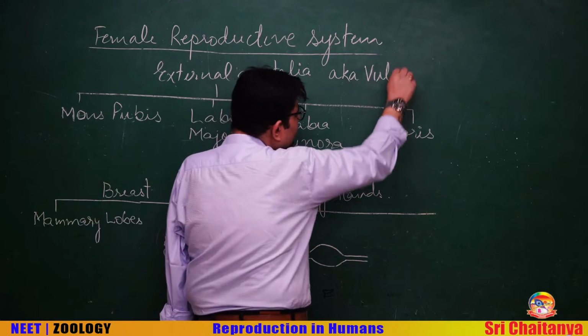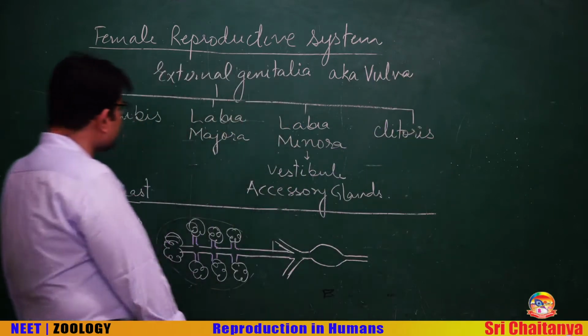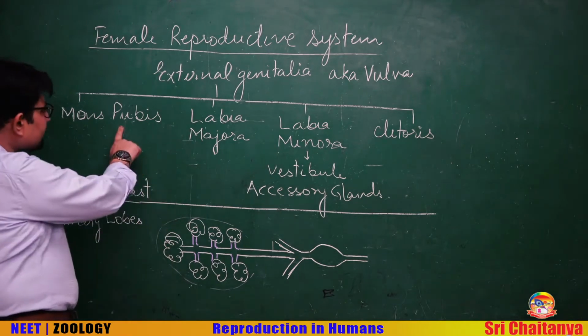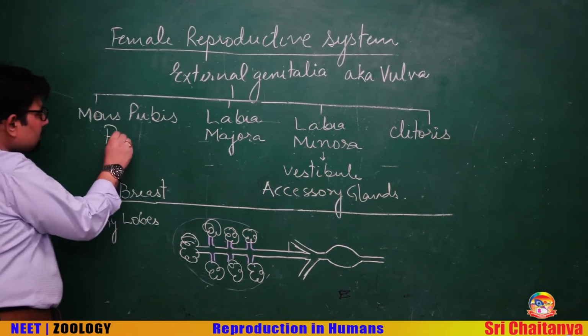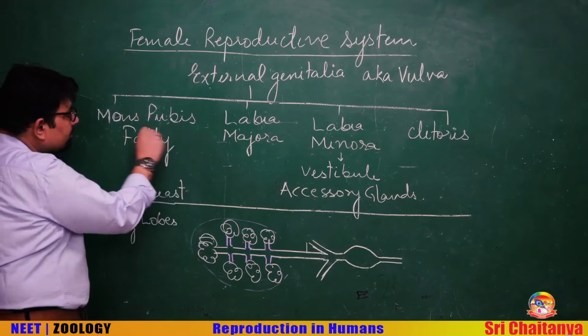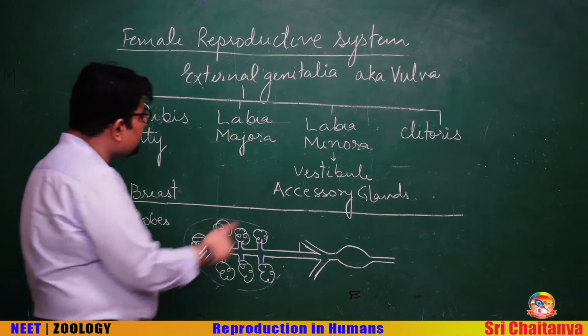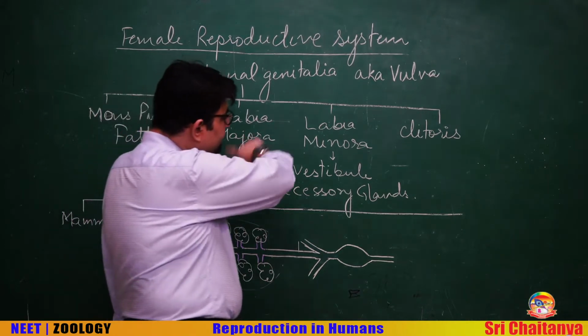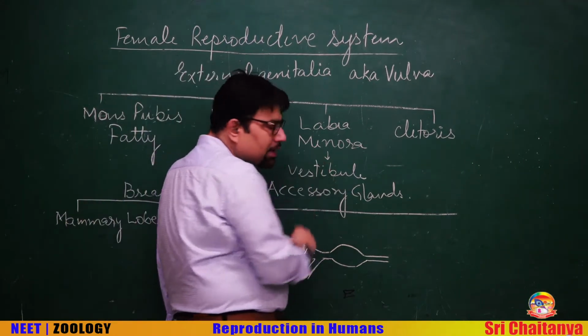Vulva is the term used for external genitalia. The main parts of vulva are mons pubis, it is a fatty mount, which is covered by skin and hair called pubic hair, a fleshy fold called labia majora, and inside the labia majora is labia minora.